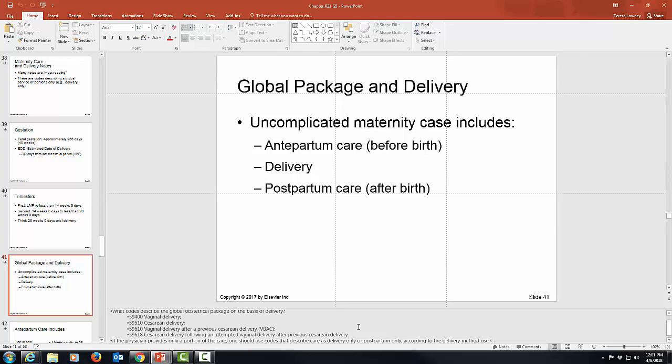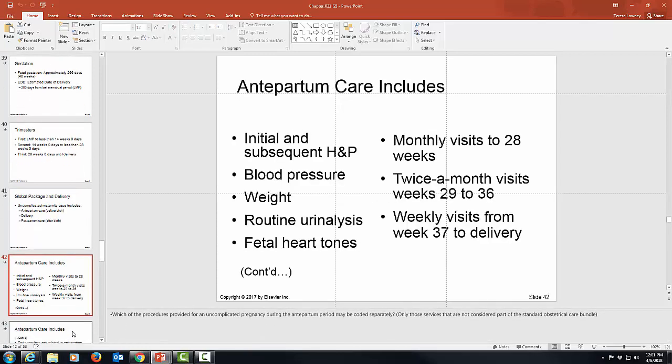So there were special ways to code those procedures. The antepartum care before birth includes the initial and subsequent H&P, history and physical, blood pressure, weight, routine urinalysis, fetal heart tones, monthly visits to 28 weeks, twice a month visits from 29 to 36 weeks, and weekly visits from week 37 to delivery.